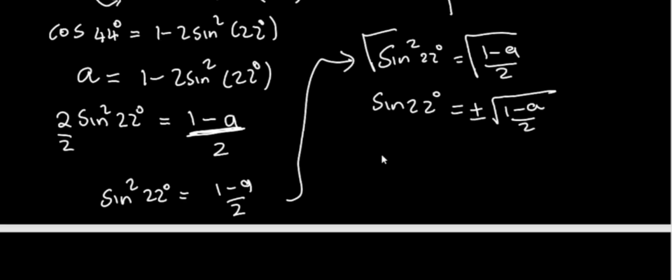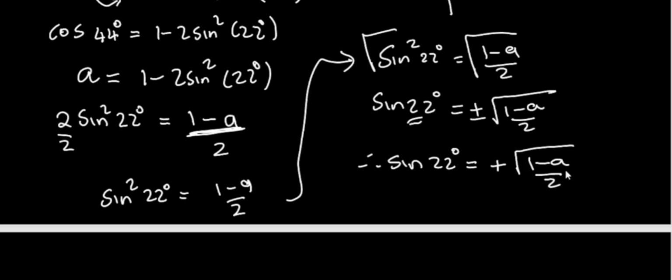So when it's in this form, therefore the sine 22 degrees will be equal to, we need to decide where 22 degrees is. This is in quadrant 1. How is sine? Sine is positive, so the final answer is just the root of 1 minus a over 2. So that should give you the final answer of the root of 1 minus a over 2.